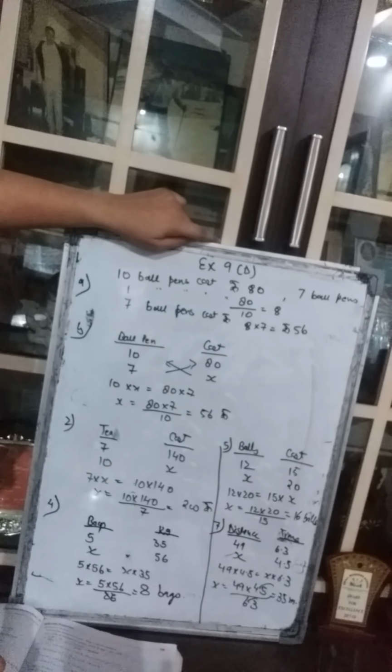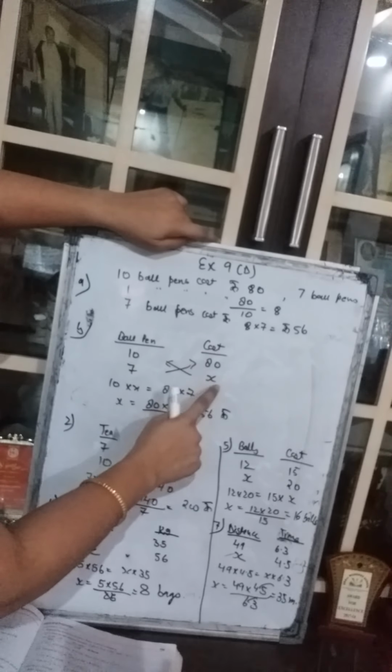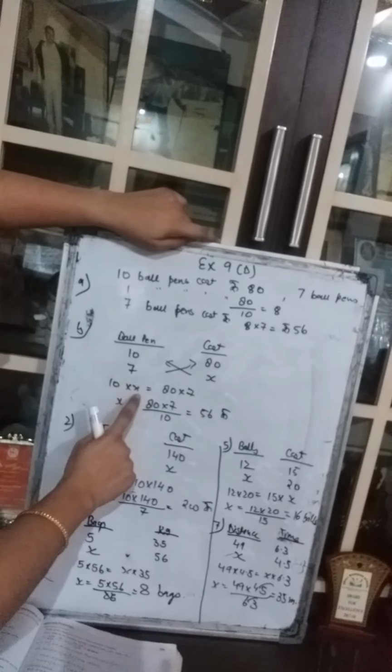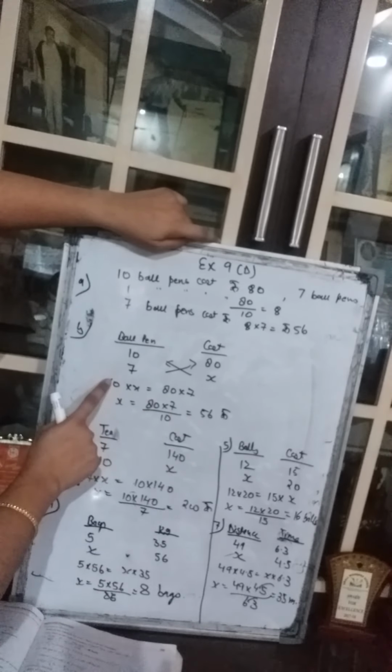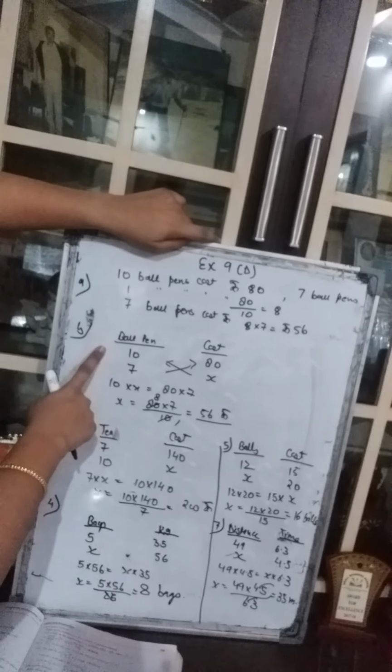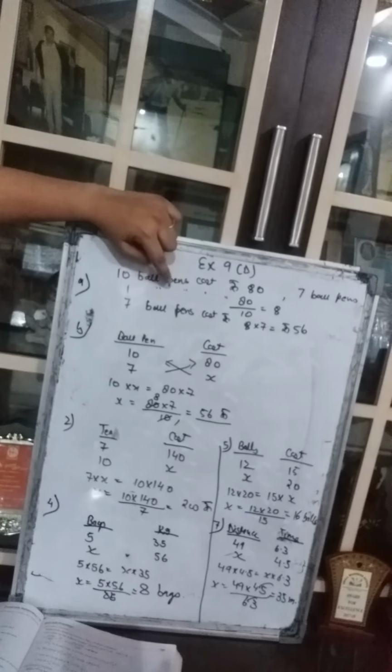No need of finding the cost of 1. Simply write X there and do cross multiplication. So X will come this side: 10 into X is equal to 7 into 80, or 80 into 7. So X is equal to 80 into 7; 10 is getting multiplied, so 10 will get divided here. 10 ones are 10 and 10 eights are 80, and 8 sevens are 56 rupees. So this whole exercise we will do by the proportion method only. You will learn this new method; you must have done this in earlier classes.